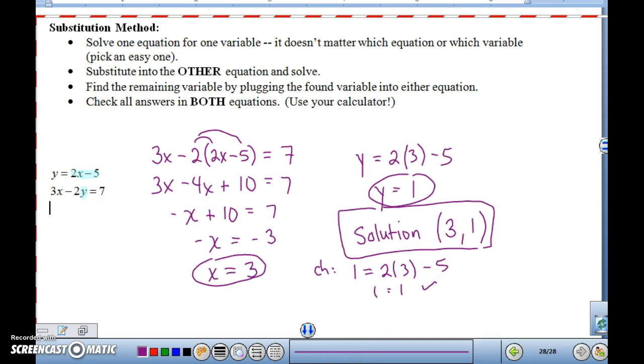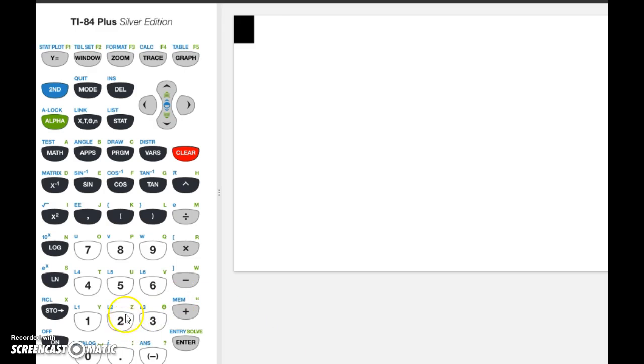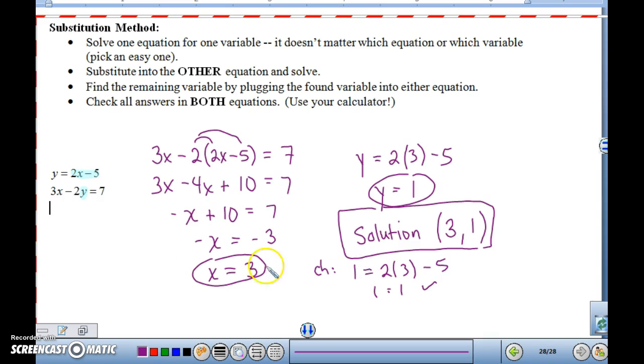So if I was doing this in my calculator, I'd enter this half of it and see if it equals 1. Let me see. 2 times 3 minus 5. And it works. It's 1. Now, I also have 3x minus 2y equals 7. So I would plug in 3 times 3 minus 2 times 1 should equal 7.